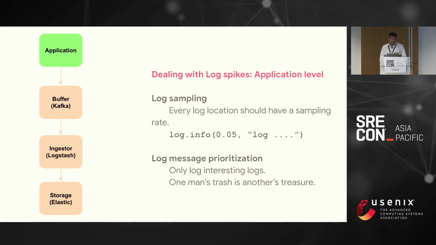For example, if you had this feature in your logging library, just setting the sampling rate to 5% for all log.info locations in your database library is a very good way to limit the number of database errors being reported over and over again in a second. The other thing you could do in the logging library is prioritize log messages and only ingest the interesting logs. But be careful with this, because one man's trash is another man's treasure. You might be dropping logs that somebody might think are valuable.